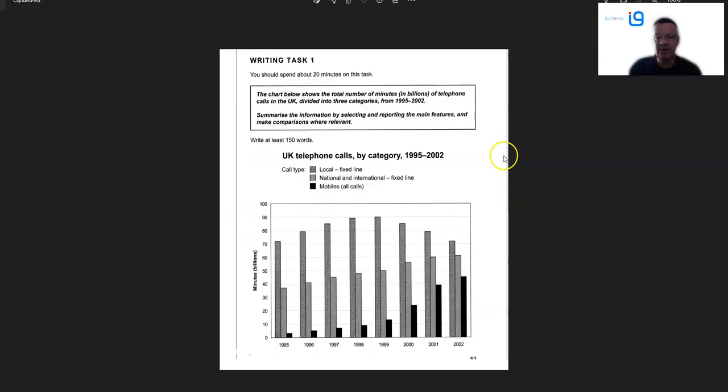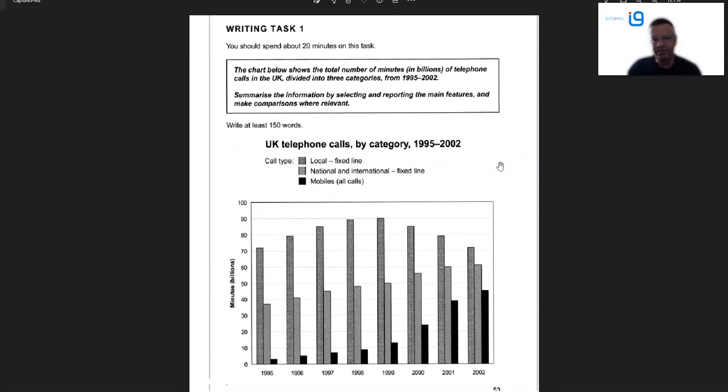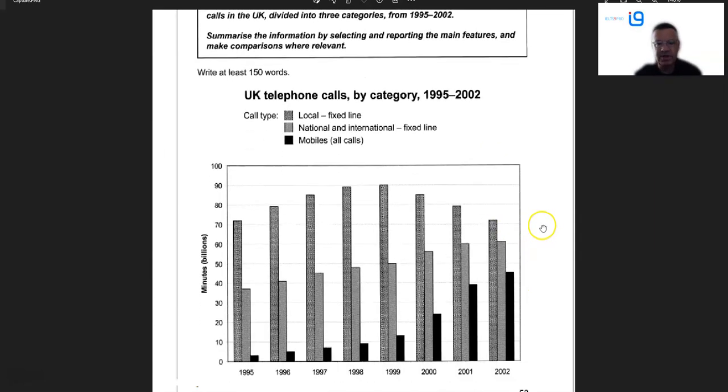And this is what we're going to be looking at. This is all about the telephone calls, yeah? Total number, in billions of minutes, of telephone calls in the UK. So, let's have a quick peep and I'll show you my example and we'll take a look at some of the student responses. So, as we can see, local fixed line calls.